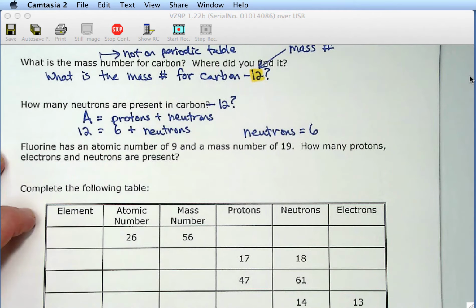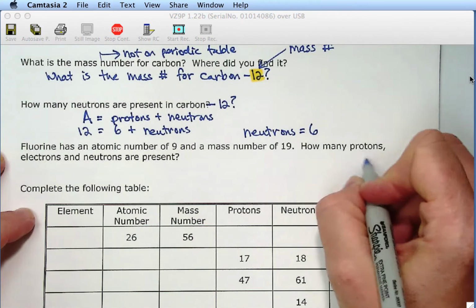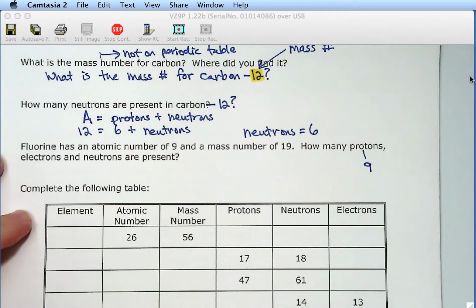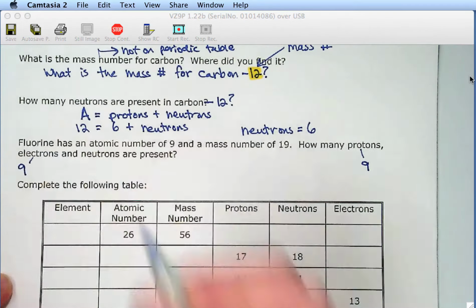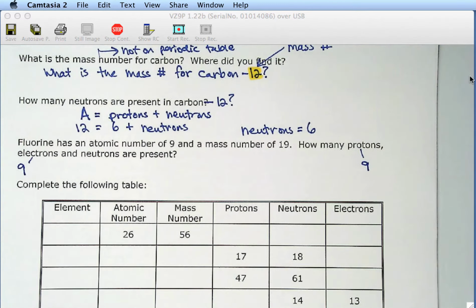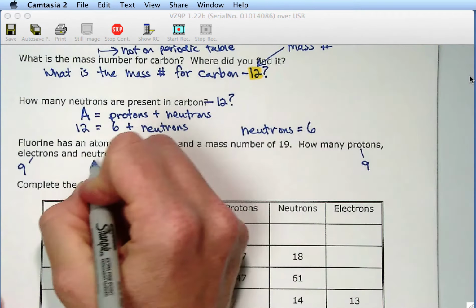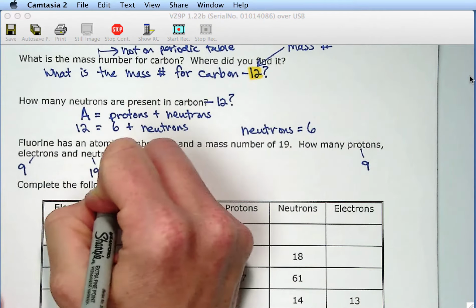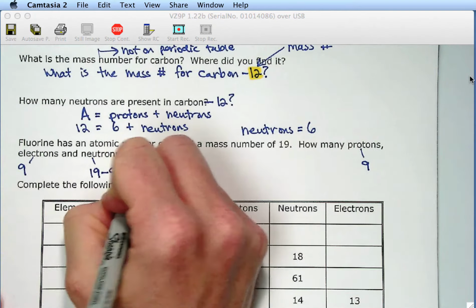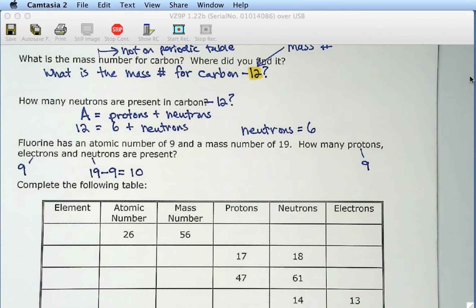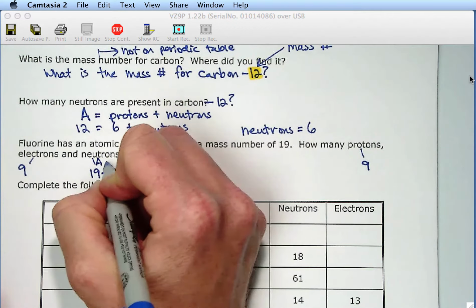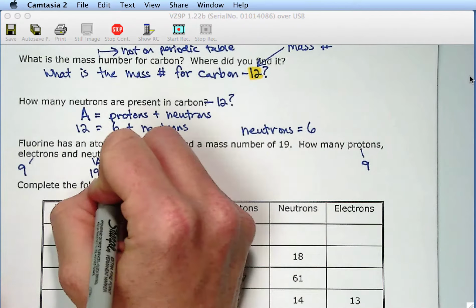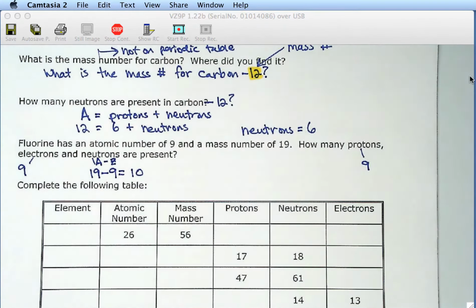So how many protons does it have? 9. How many electrons? 9. How many neutrons? 10. Because it's 19 minus 9 gives you 10. 10 neutrons. So I'm taking A, so the mass number minus the atomic number gives you the number of neutrons.